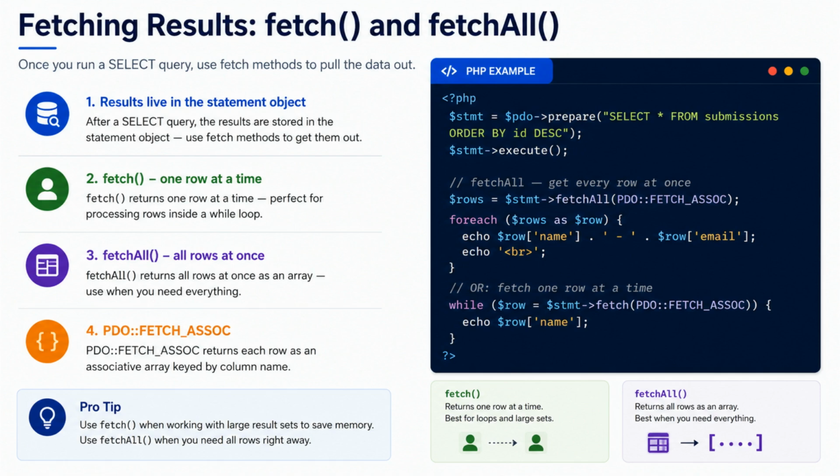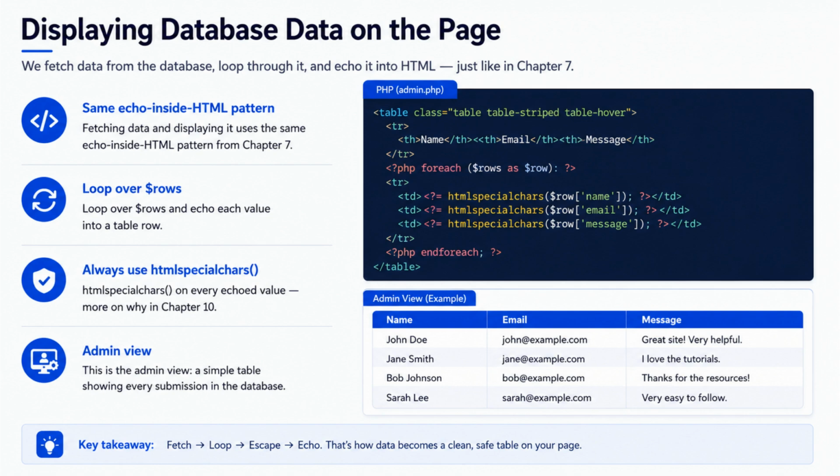This is the fetch mode students should default to throughout the rest of the course. Good news for students on this slide. Displaying fetched data uses the exact same echo inside HTML pattern from Chapter 7. Nothing new syntactically. The only difference is the data source, a $row array from PDO instead of a $_POST array from a form. Walk through the loop structure.